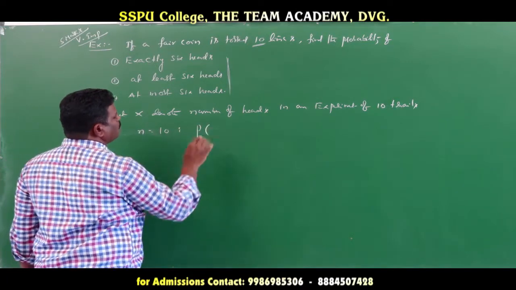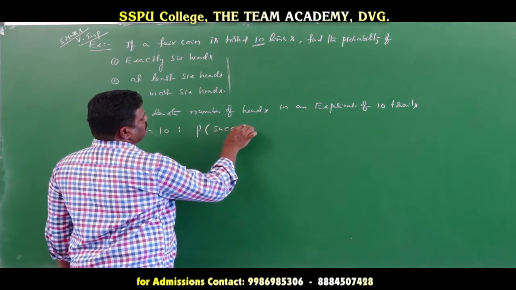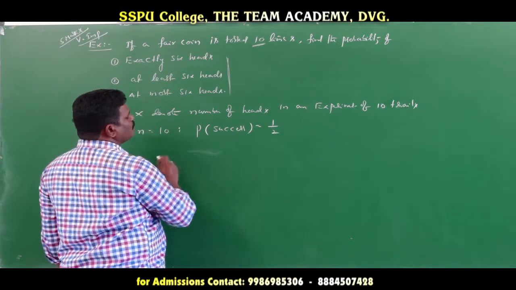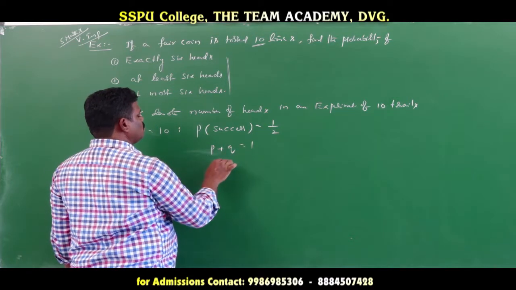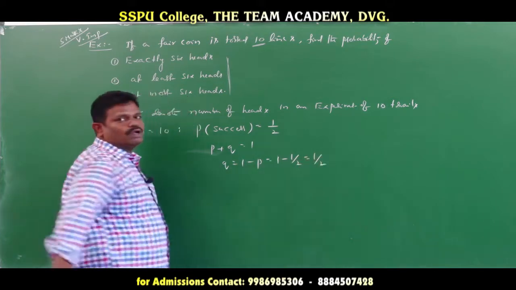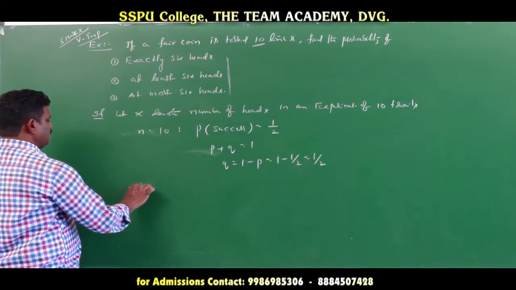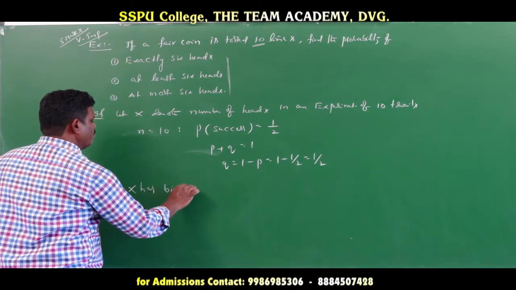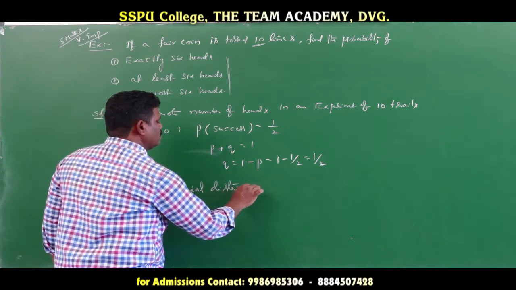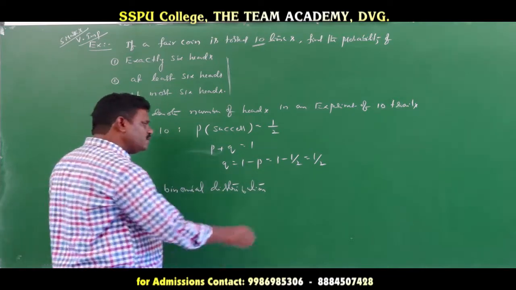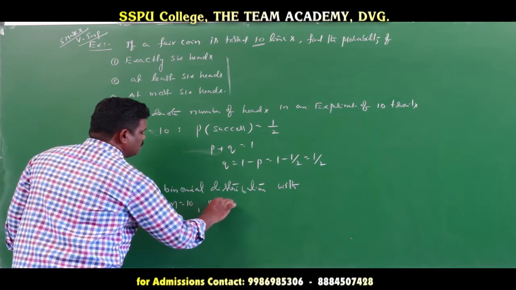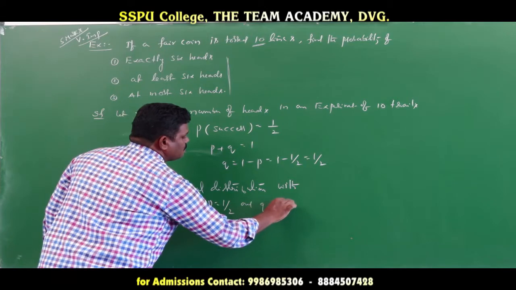Next, probability of success. Here success means what? Head, 1 by 2. Then Q, probability of failure. Automatically P plus Q is equal to 1. Then Q is equal to 1 minus P, that is equal to 1 minus 1 by 2, that is equal to 1 by 2. Finally, X has binomial distribution with parameters n is equal to 10, P is equal to 1 by 2 and Q is equal to 1 by 2.